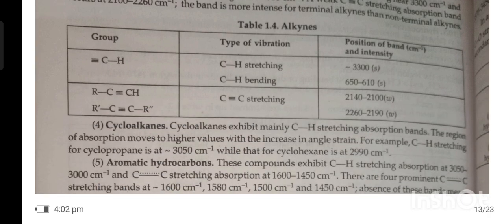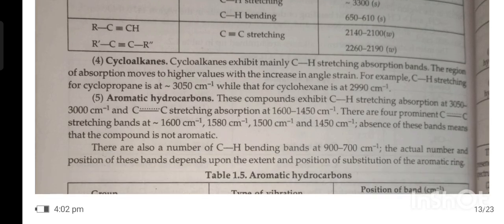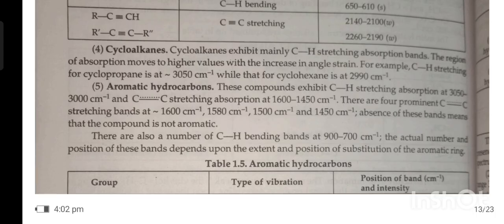Fourth, cycloalkanes. Cycloalkanes exhibit mainly CH stretching absorption bands. The absorption moves to a higher value with the increase in angle strain. For example, CH stretching of cyclopropane is at 3050 cm⁻¹, while that of cyclohexane is at 2990 cm⁻¹.